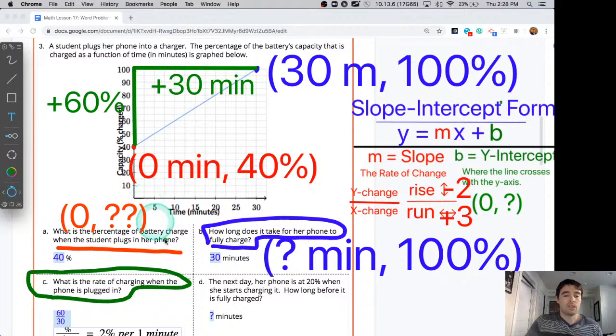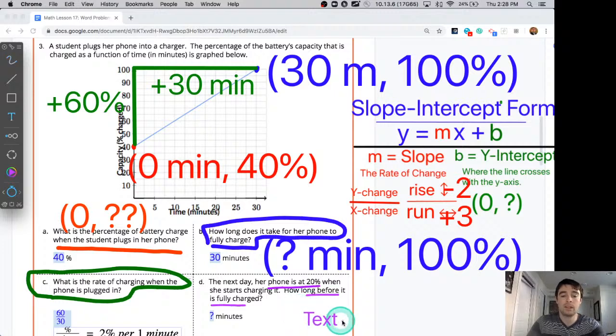And the final question now asks us, the next day her phone is at 20% when she starts charging it. How long before it is fully charged? So our final question says the next day her phone is at 20%. So that's the key to read here. How long before it's fully charged? So if she's at 20%, that means she's got to get 80% more.